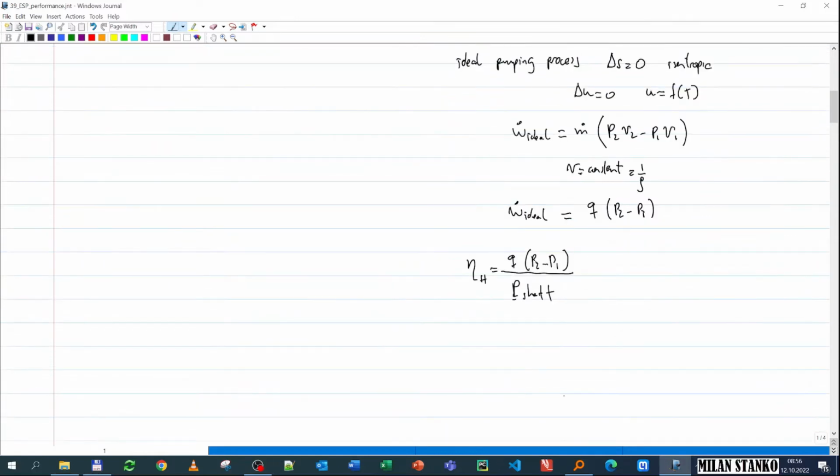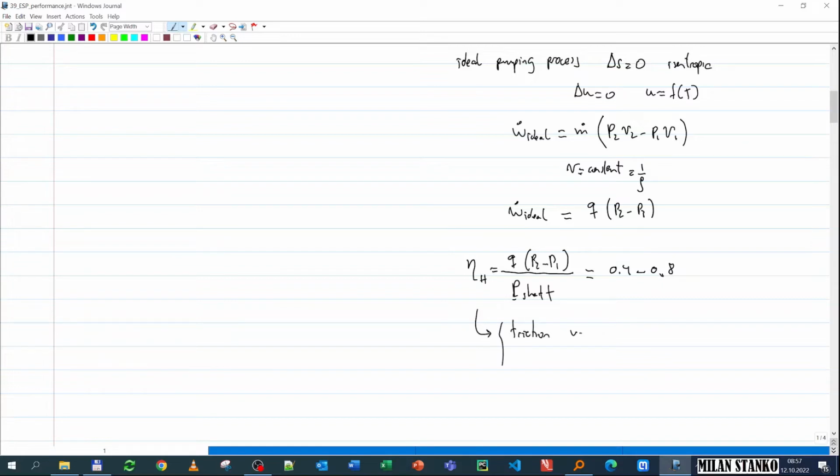And typically this is going to be a number between maybe 0.4 if you have a very poor pumping process, but maybe all the way to 0.8 if you have a very good, very efficient pumping process. Okay, so that means that 60% or 20% of the power that you introduce is being lost due to some non-idealities. Some of them are friction.